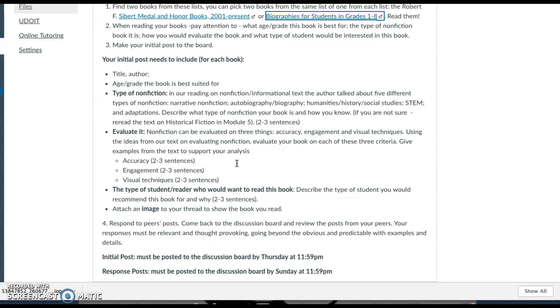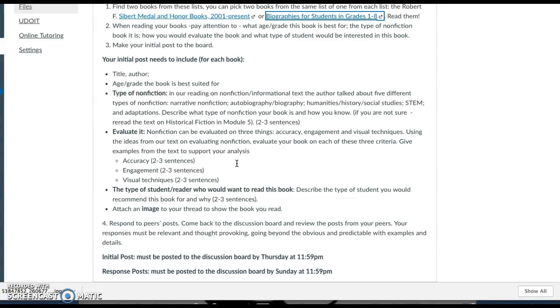Then you'll tell me the type of student or reader who would want to read this book. Describe the student you would recommend this book for and why. So maybe you have a person in your life that you know who would love a book like this, or just a general student. But really give me some characteristics of a student that would really like and be engaged with one of these stories.